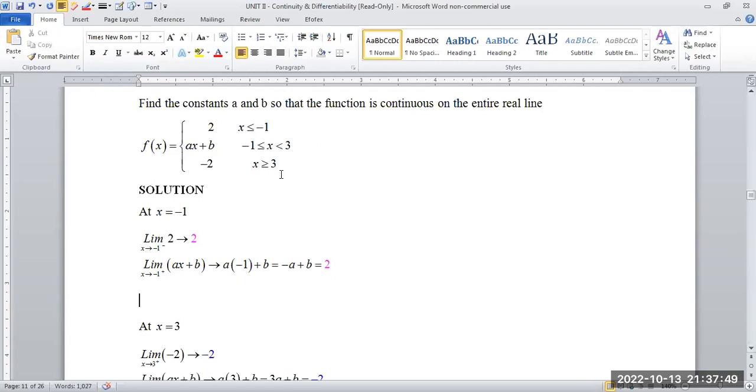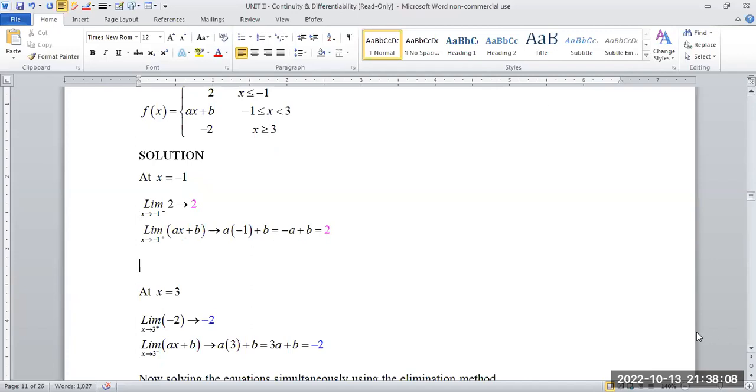We said 3 a while ago. The limit to the right of 3 is going to be equal to -2, because the limit of a constant is the constant itself. There's no variable for me to substitute the 3 into, so we're going to leave it alone. I'm just writing the -2.